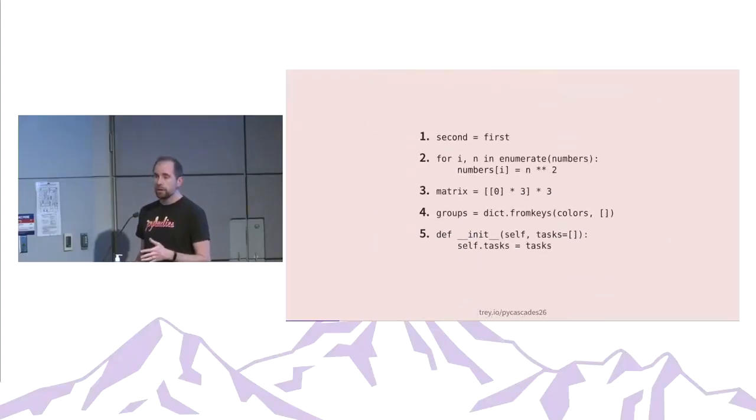My goal in this talk is to clarify these 5 bits of code. We'll do that by considering the mental models that we use when we think about Python's variables and objects.